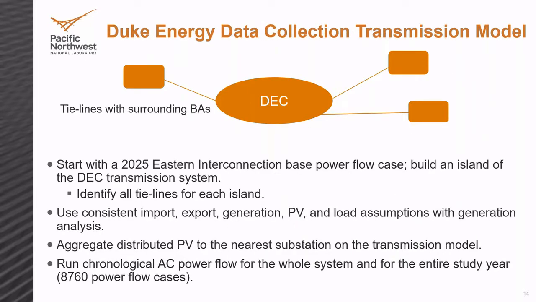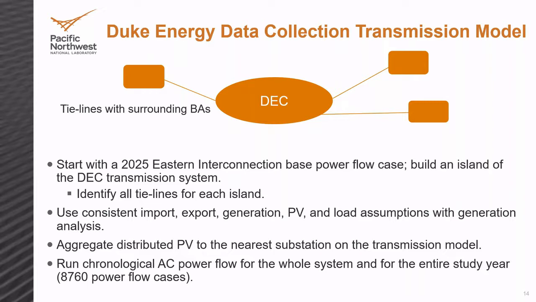So to develop such a model, we start with a full interconnection, the Eastern Interconnection, and then we develop an island for the Duke Energy system, and we honor the interchange schedule between this balancing area and neighboring balancing authorities. And we did some validation, like we take historical data, put it in the model, and compare simulation versus historical data to make sure the model really is representative of reality.